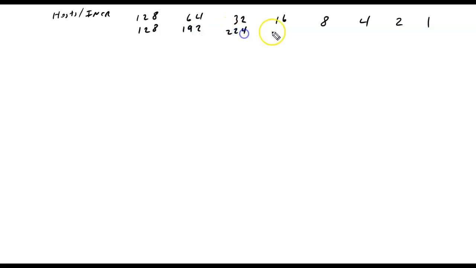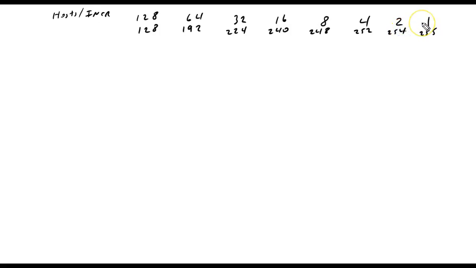So here we go. 1, 2, 4, 8, 16, 32, 64, 128. This represents hosts or increments, with the caveat that if I use it for hosts, I have to subtract 2. Next, we have the subnet mask numbers: 128, 192, 224, 240, 248, 252, 254, 255.